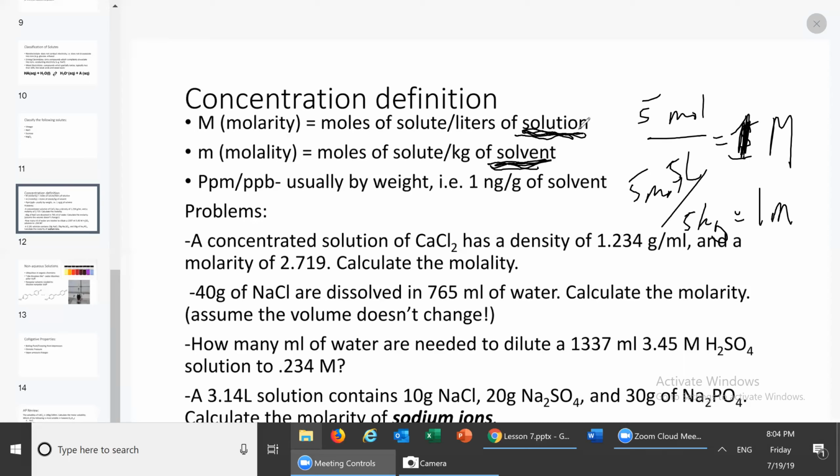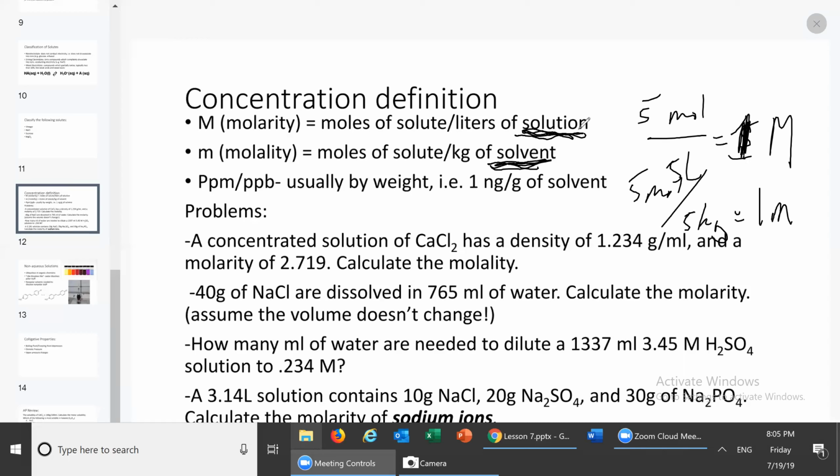Okay? So the reason why we do this is because molality is used in calculations that depend on temperature. Because as the temperature changes, the volume of the solution will actually change. You know, water will expand when it heats up, and it will contract when it cools down. So this is why we need to use molality, which uses mass, which will not change with temperature. So this is why we use molality sometimes.